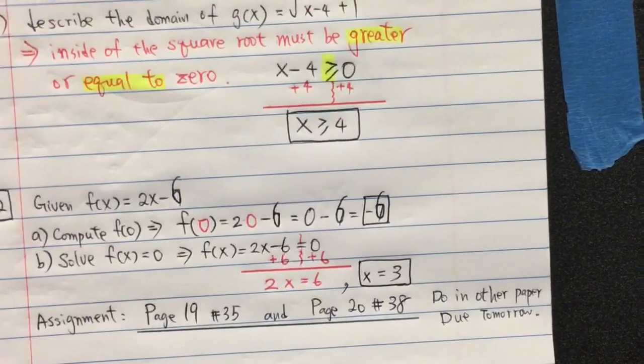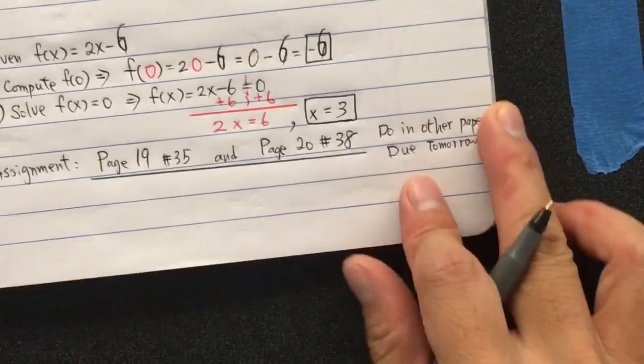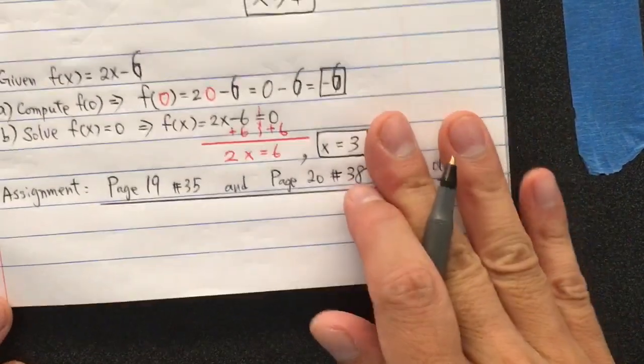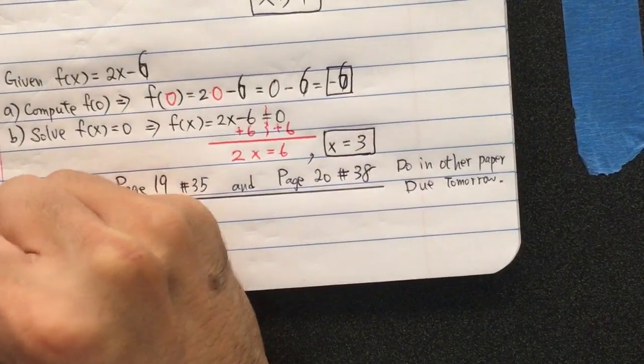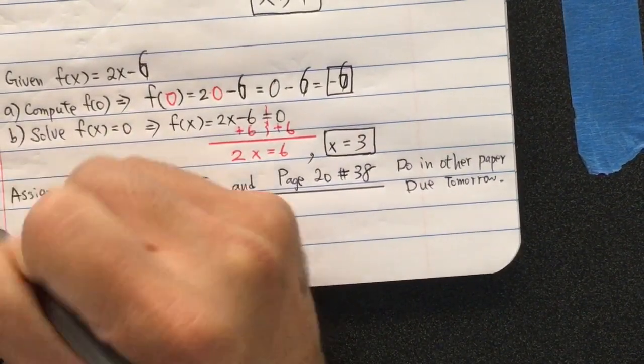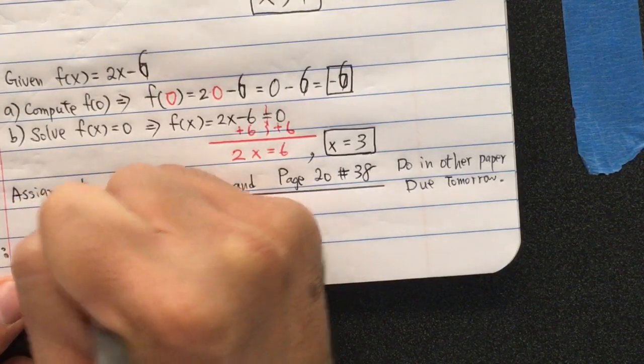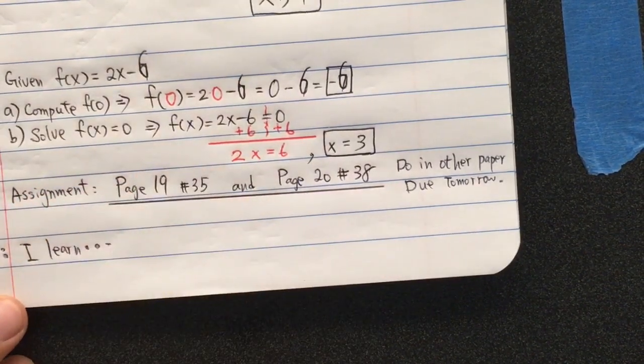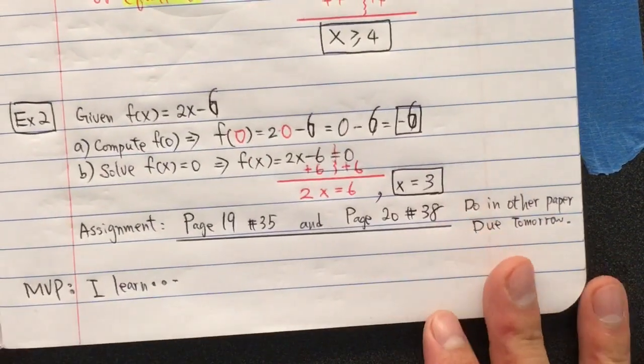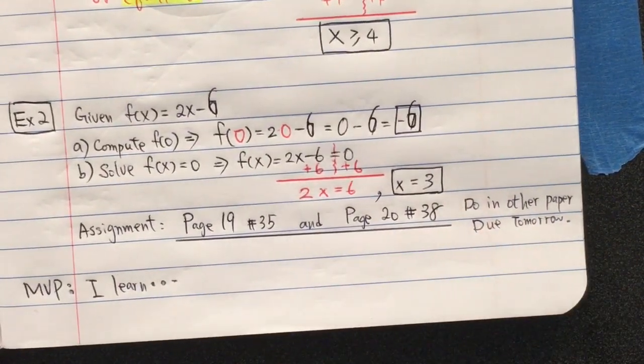Okay, due tomorrow. And for the last 2 lines, I want you to do the MVP. What did you learn today? Tell me. Complete the sentence: I learned blah, blah, blah. I want you to complete it. Okay? Thank you.